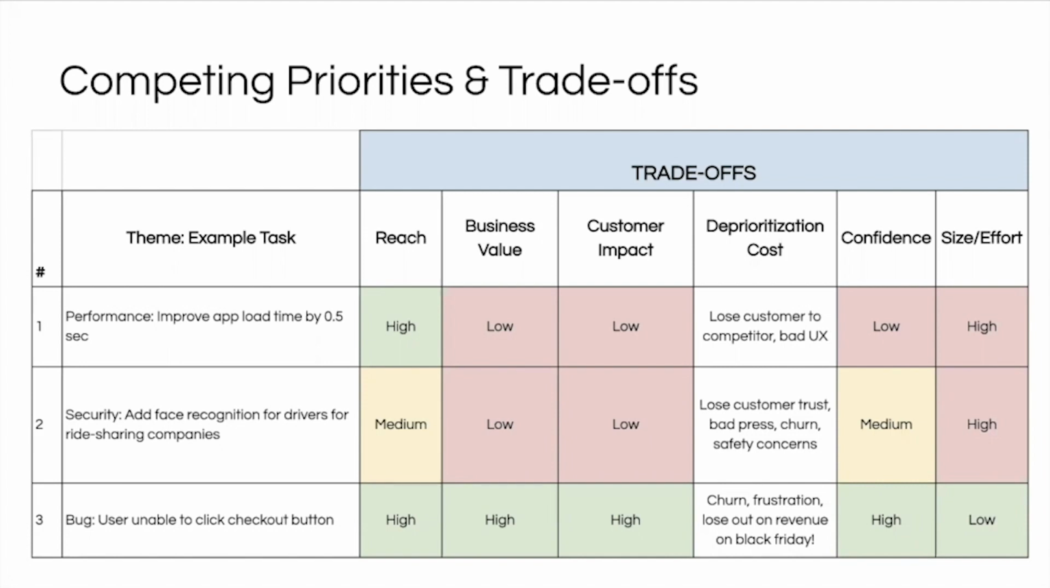The reach is basically for every single user. And the impact here, the business value, is extremely high, right? You're going to lose out on revenue if people cannot do the most important thing on your platform. You're going to lose customer trust. Also, the impact to the users, the customers, is really high because they would be frustrated. They go to your competitor.